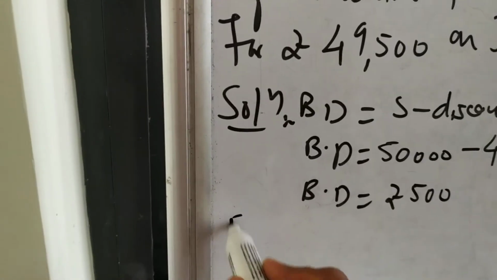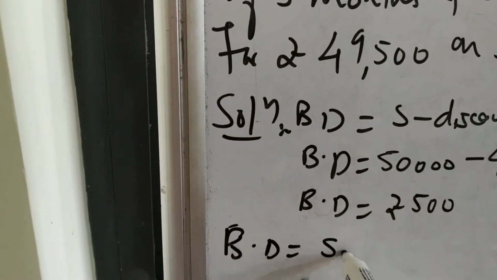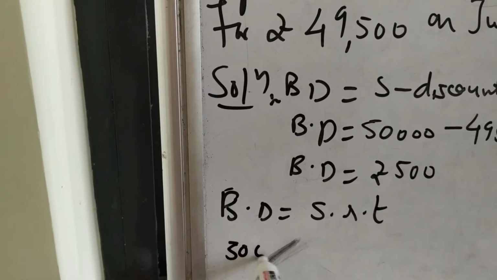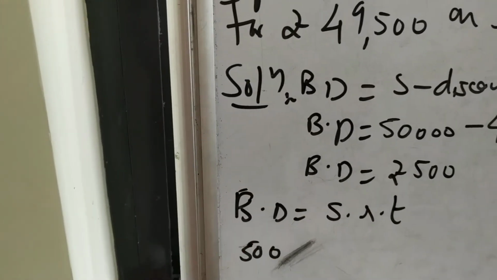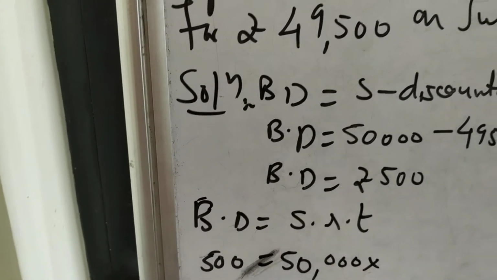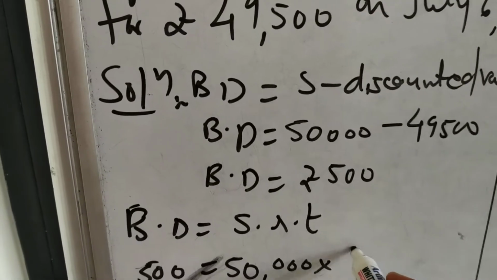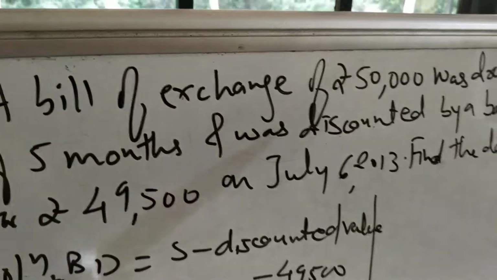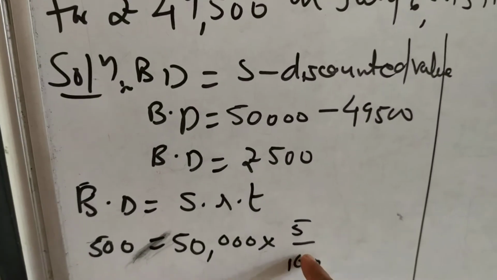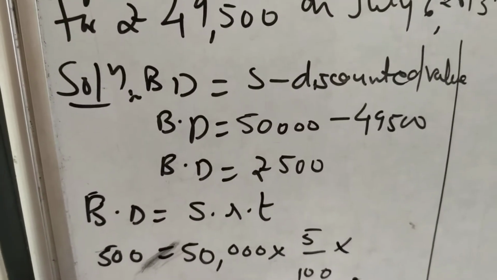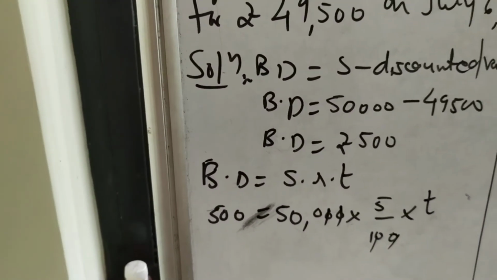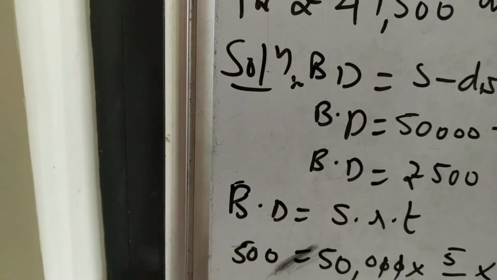Okay, and one more formula we know, BD is S into R into T. BD is 500 is equal to S, which is 50,000, into rate of interest, which is 5 by 100, 5% per annum is given. So rate of interest is 5 by 100, into time period, we don't know. So let us calculate this. So 2500.